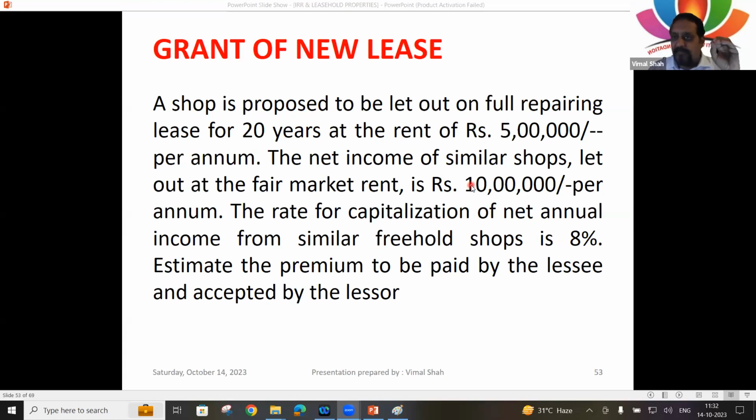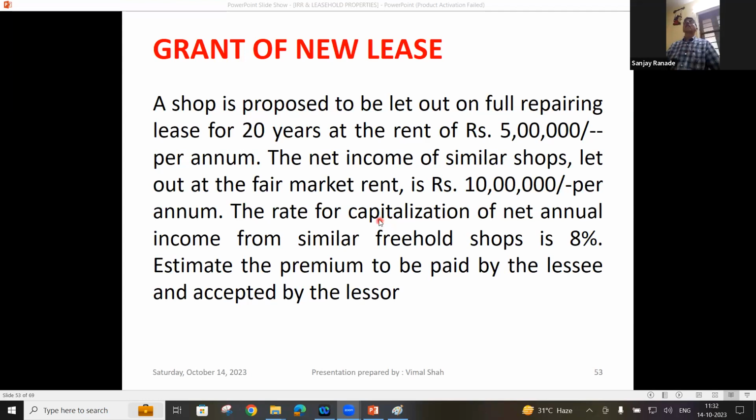Normally the market rent there is 10 lakh per annum. But now it has to be given at a rent of only 5 lakhs per annum by taking some premium. So what should be that premium value? What should be that premium that has to be paid if the rent is to be fixed at 5 lakh per annum? So how will we calculate it?